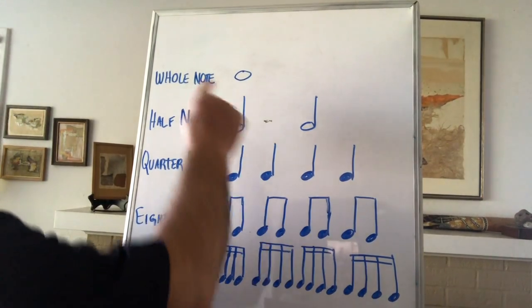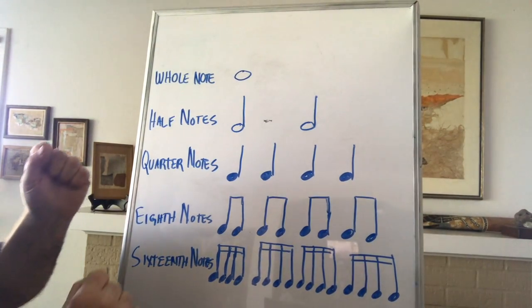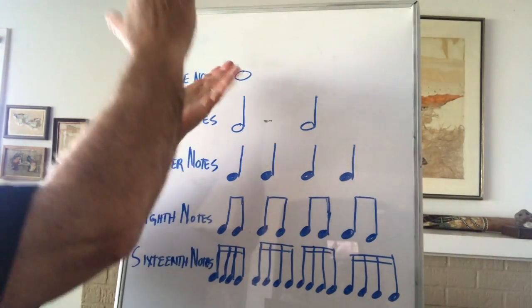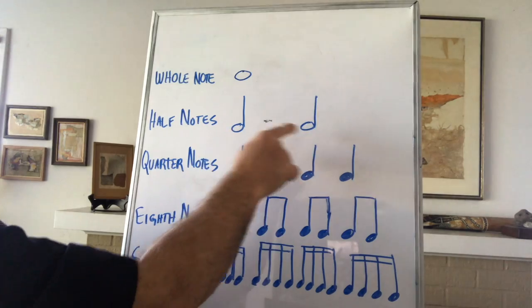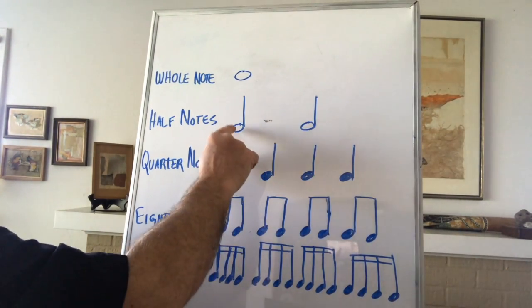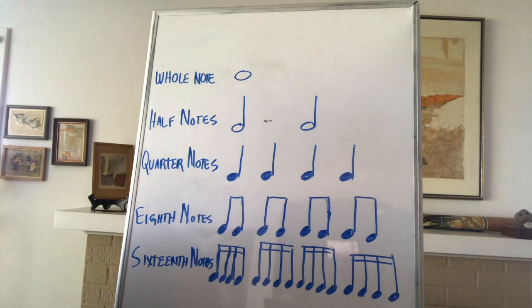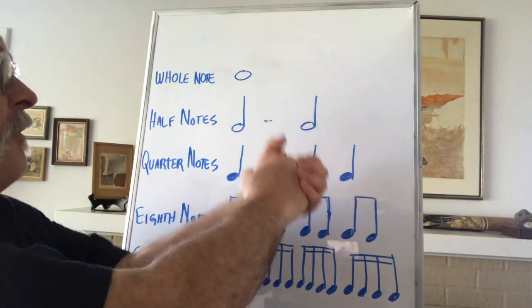And here we go. This is a whole note. Let's clap a whole note. 1, 2, and away we go. 1, 2, 3, 4. Let's clap half notes. This gets 2 beats and that gets 2 beats, so this will be 1, 2, and this will be 3, 4. 1, 2, ready, go. 1, 2, 3, 4.